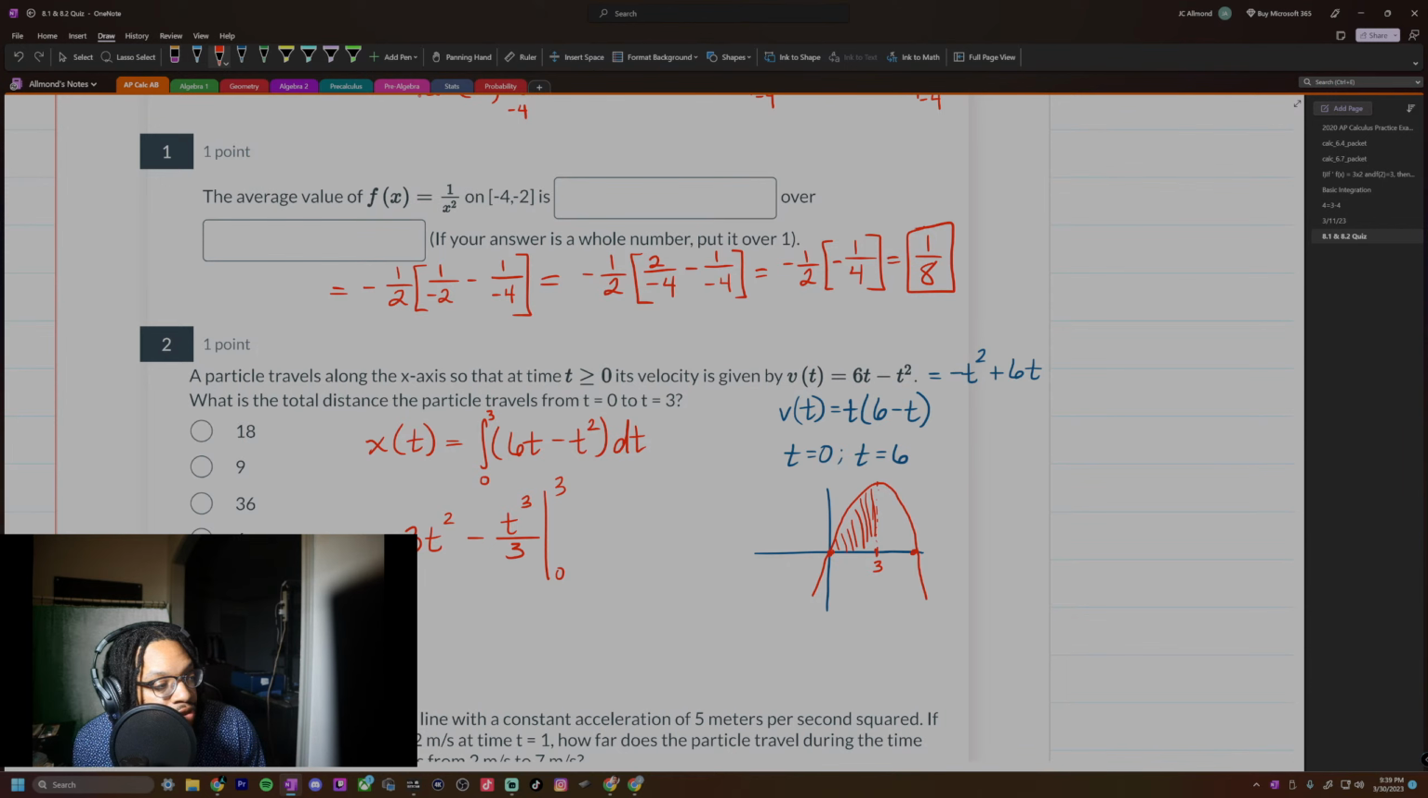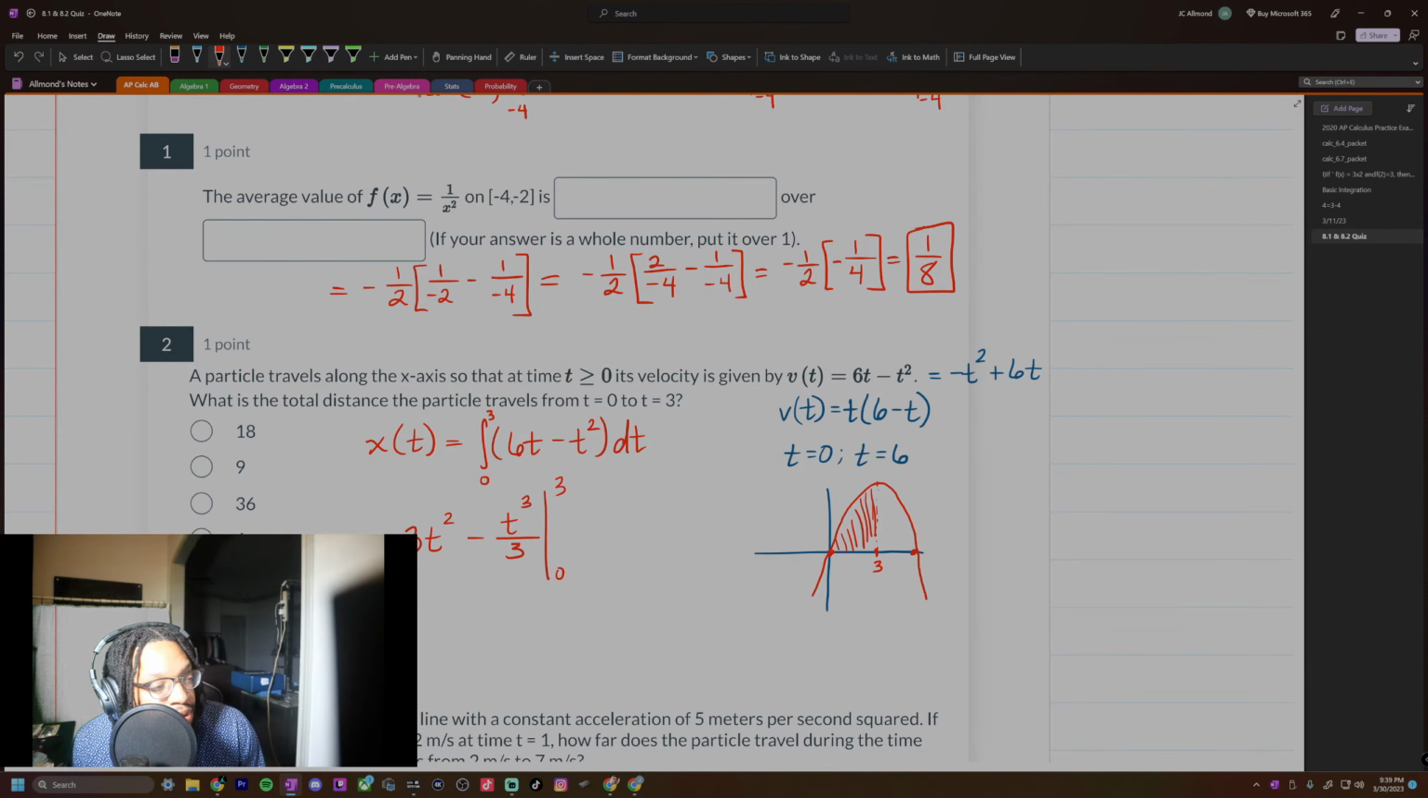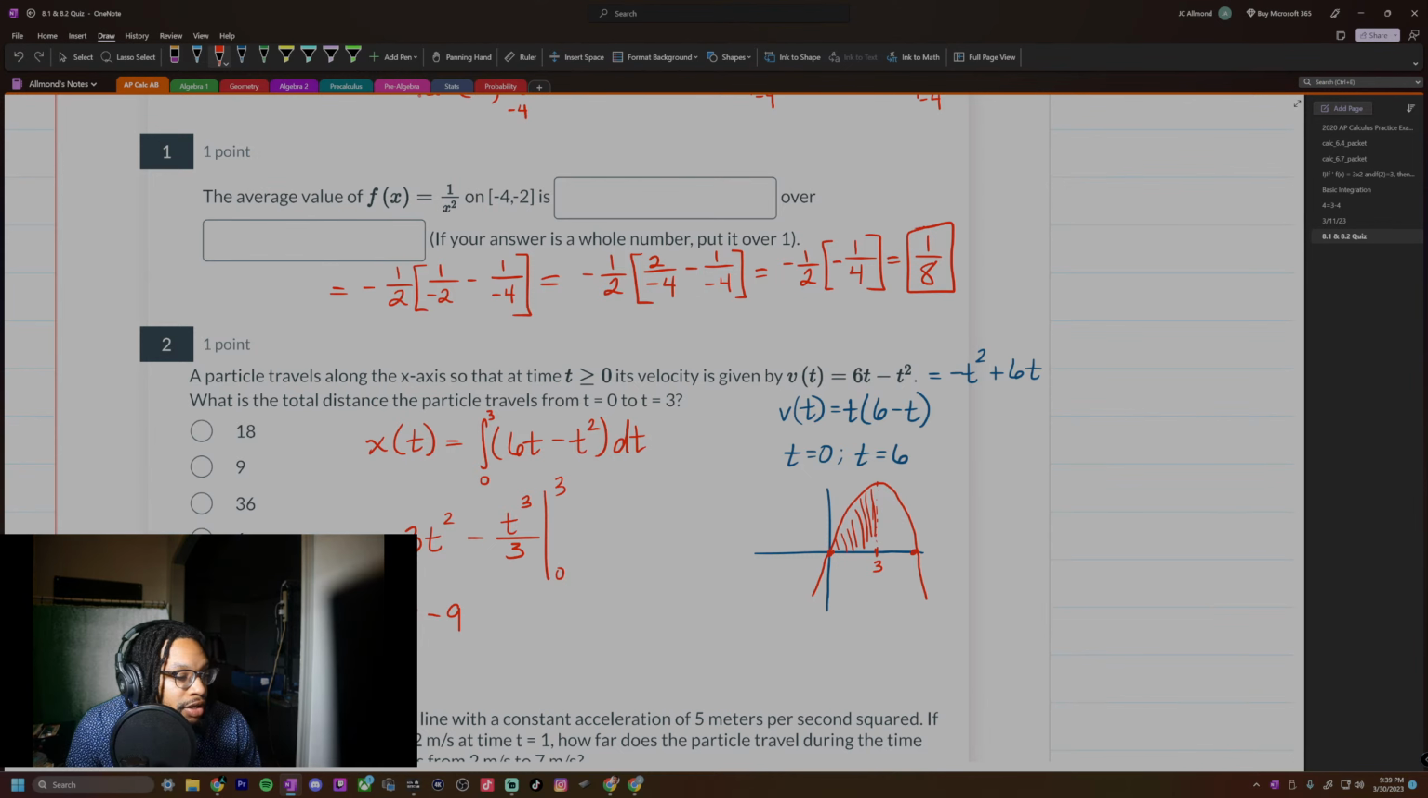So when I plug in a 3, let's see, 3 squared is what? 9. 9 times 3, I believe, is 27. Minus 3 cubed over 3. 3 cubed is what? 27. 27 over 3, I believe, is 9. So 27 minus 9, I believe, will give me 18, if my math is correct. So I'm saying 18 on this one.